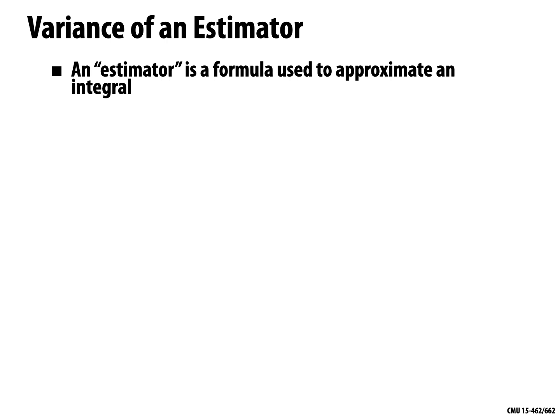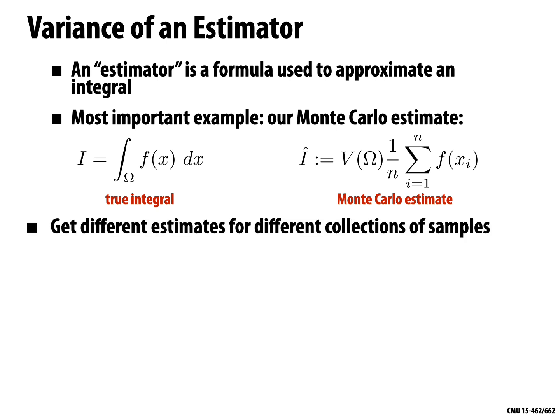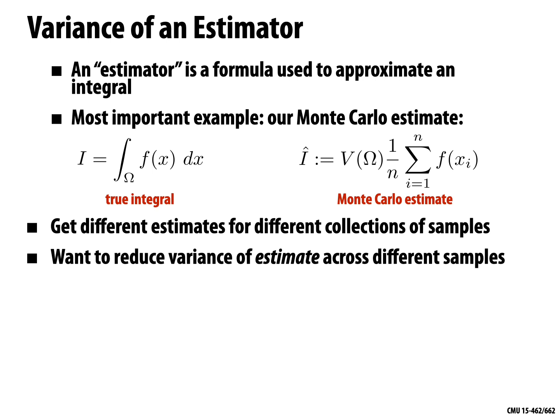Okay, so an estimator in general is a formula used to approximate an integral. Our key example is a Monte Carlo estimate, right? If we want to compute the integral I on the left, we can estimate it with the Monte Carlo estimate with the sum on the right. And the point is, we're going to get different estimates of this integral for different possible collections of sample points. So what we want to do is pick these samples in such a way that we reduce the variance of this estimate.